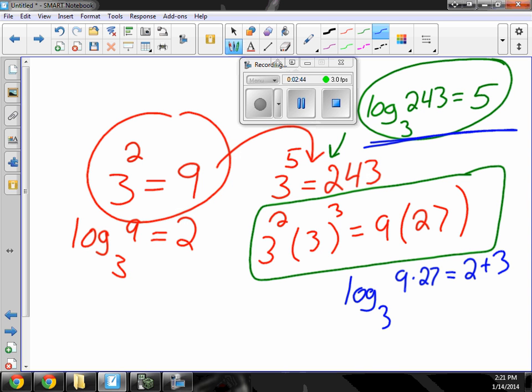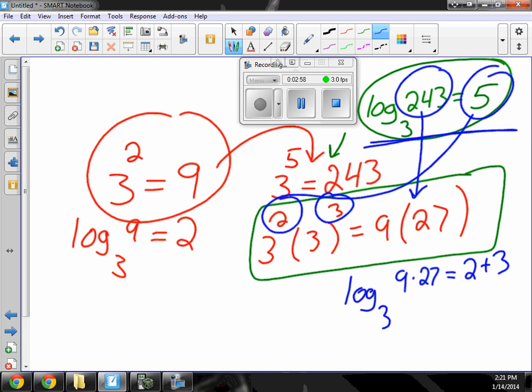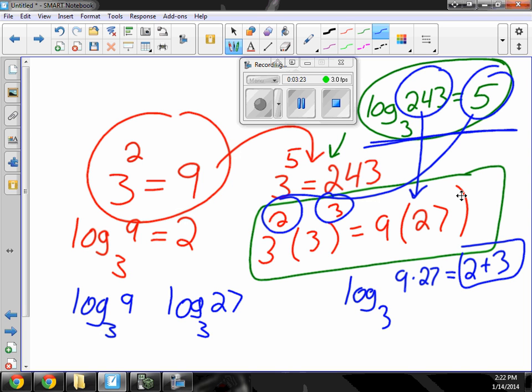So we took the 243 and we changed it into 9 times 27. Agreed? And then we took the 5, which used to be a second exponent and a third exponent. Well, those exponents are added together, so it turned into 2 plus 3. Okay? Well, that's really strange. What is log base 3 of 9? 2. What is log base 3 of 27? 3. So what you're saying is, if I take log base 3 of 9 and add it to log base 3 of 27, that's the same thing as log base 3 of 9 times 27.